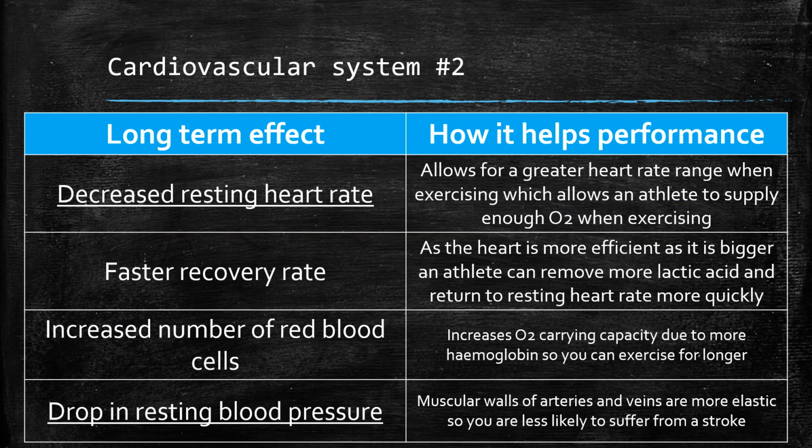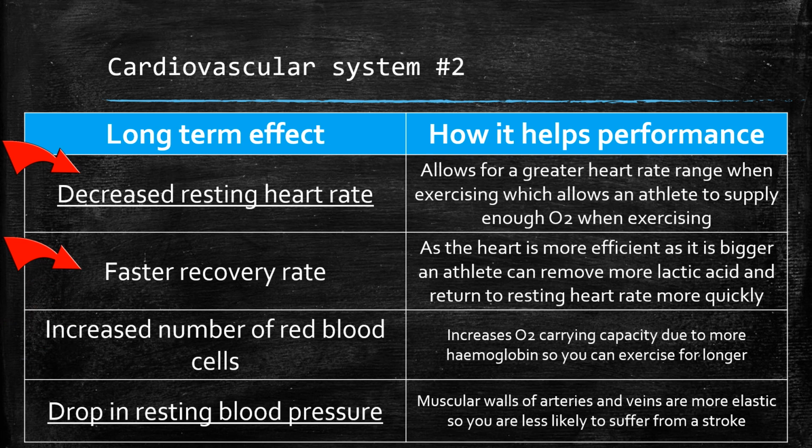Okay, so we've got a few more effects that could happen here. So we've got a decreased resting heart rate. You sitting there at the moment, on average, should be around 60 to 80 beats per minute. And the better your cardiorespiratory system, the more efficient your heart is going to be. So having a decreased resting heart rate is going to allow for a greater heart rate range when exercising, which would allow an athlete to supply enough oxygen when exercising. I think that's really important, that heart rate range bit.